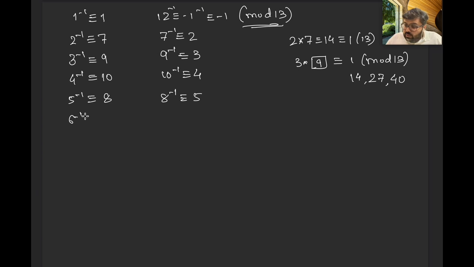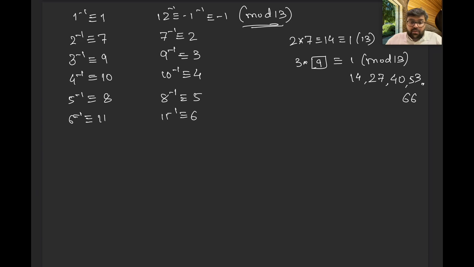Now 6 inverse. We can compute it like this: 6 into something is not 14, not 27, not even 40. Then what is next? 13 into 4, 52 plus 1, 53. That is also not there. Then 13 into 5, 65 plus 1, 66. Yes, 66. So 6 into 11. So the inverse of 6 is 11, and the inverse of 11 is 6.